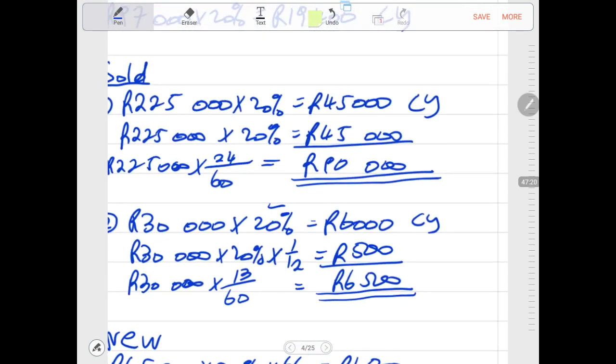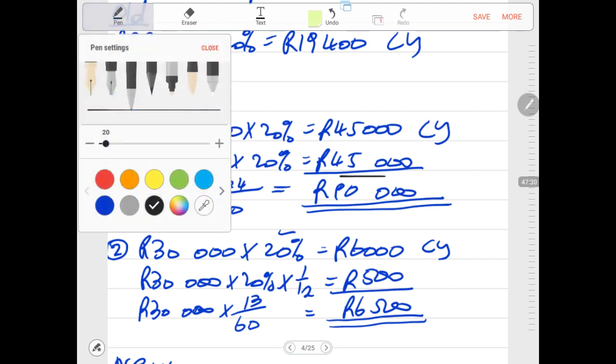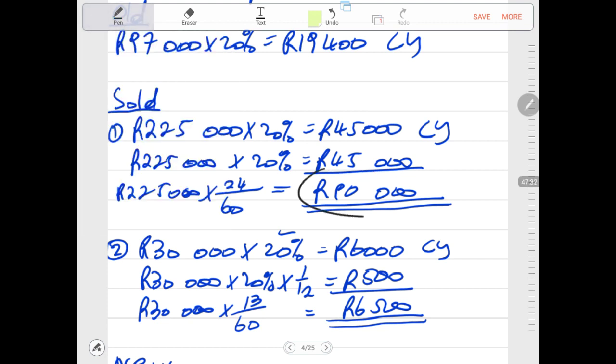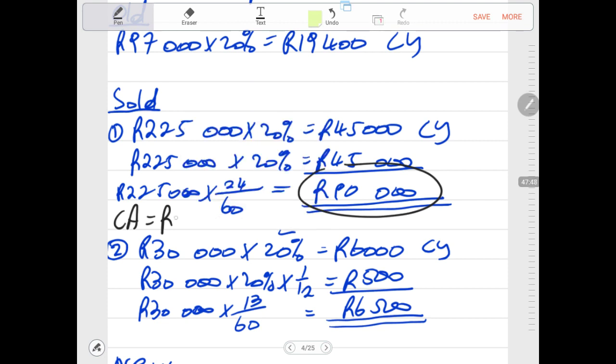And what I have forgotten is the carrying amount for the 2 vehicles that were sold. Another one which was sold and the accumulated depreciation was 90,000. So we need to acknowledge that carrying amount in there. The carrying amount will be cost of 225,000 rands minus 90,000 rands. Carrying amount is 135,000 rands.